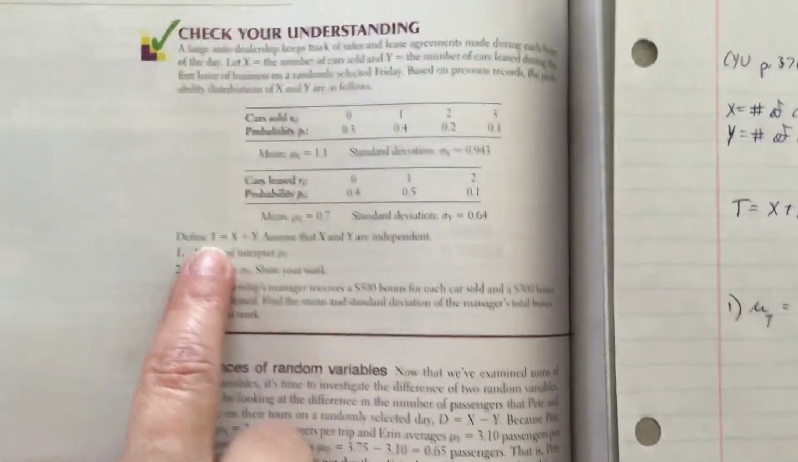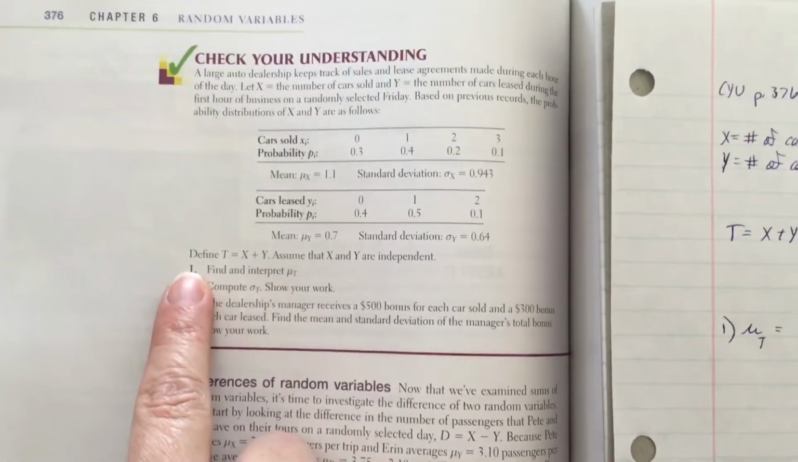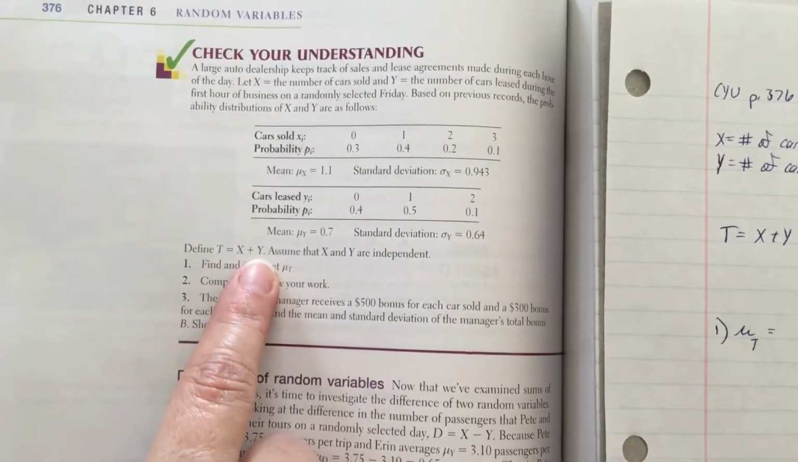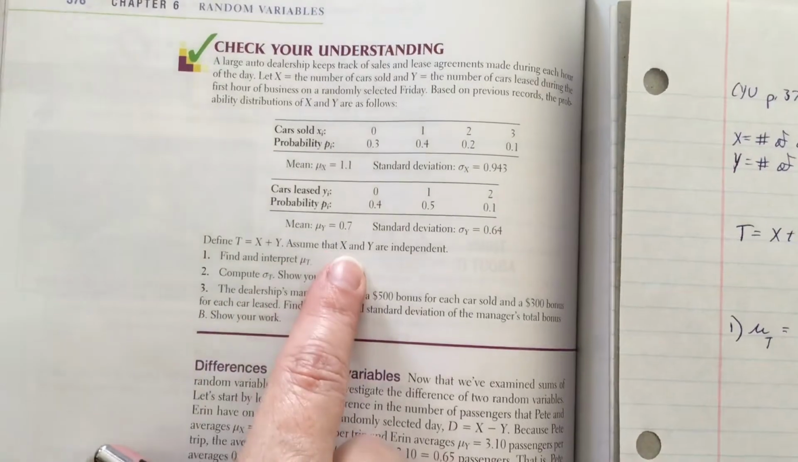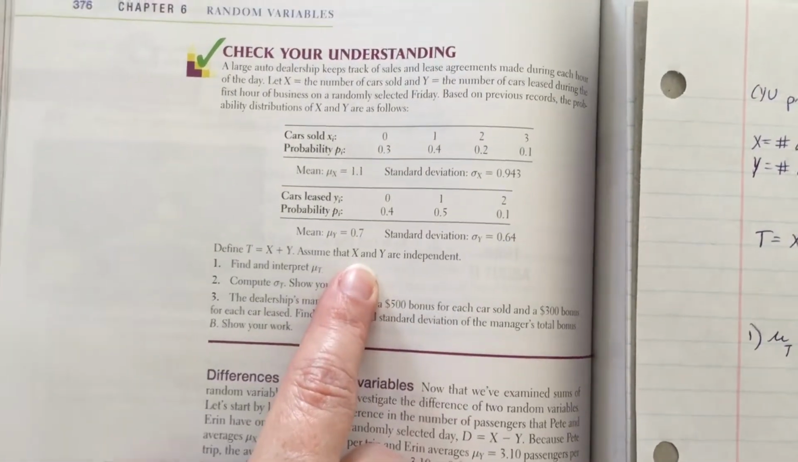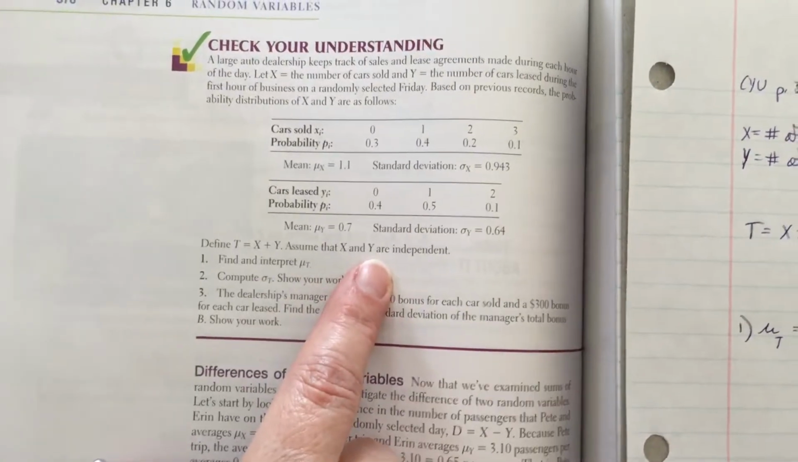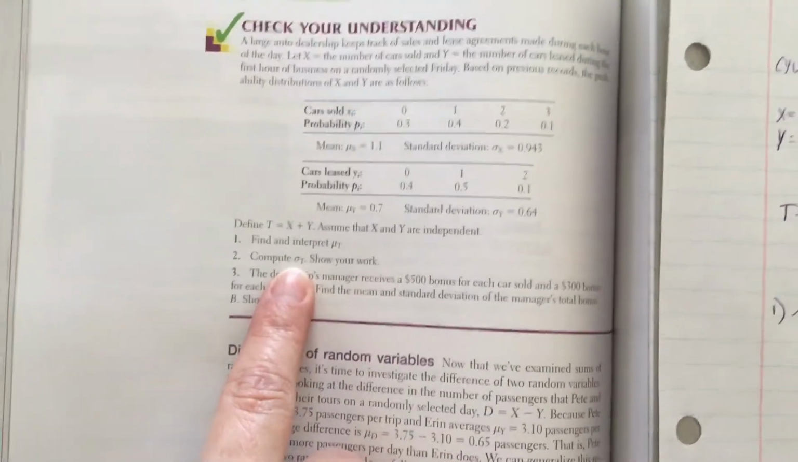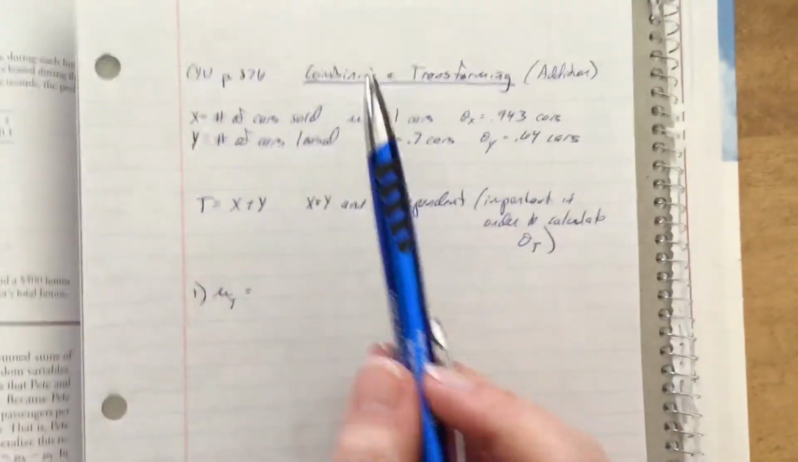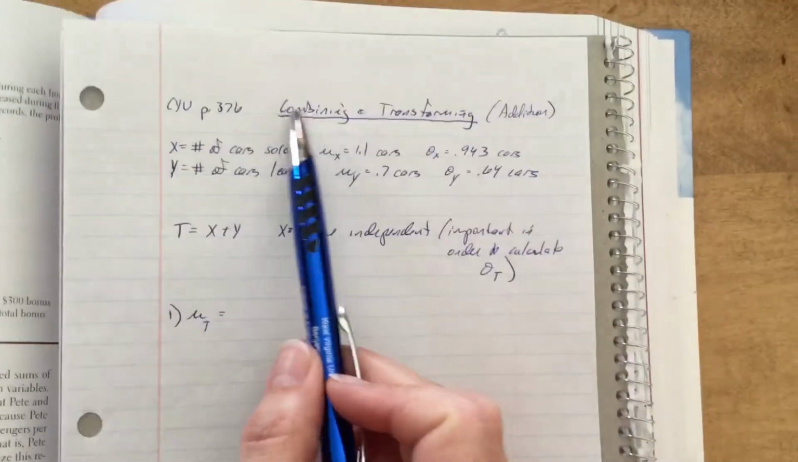So we're going to define T as X plus Y. So we just want to combine the number of cars sold and leased, okay? X and Y are independent. A car being sold is completely independent of a car being leased, and that's very important in order to calculate the standard deviation of the combination, okay? So now we're not only going to transform, we're going to combine.